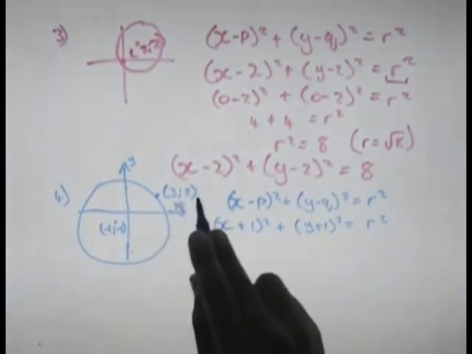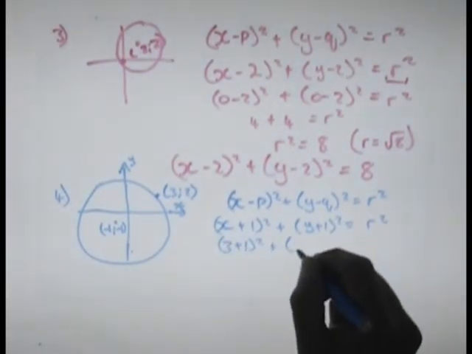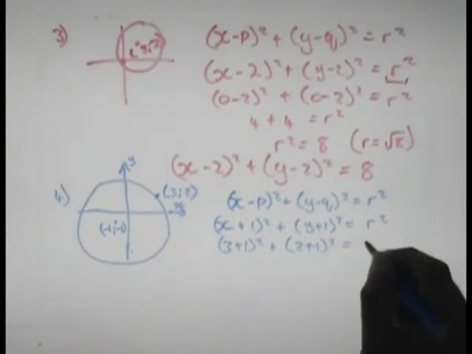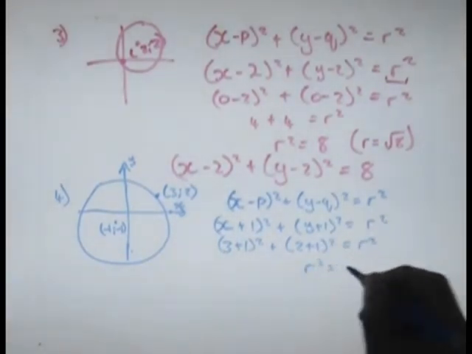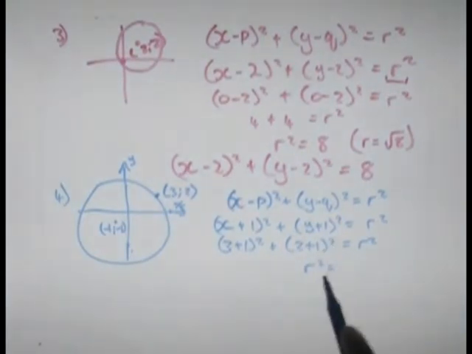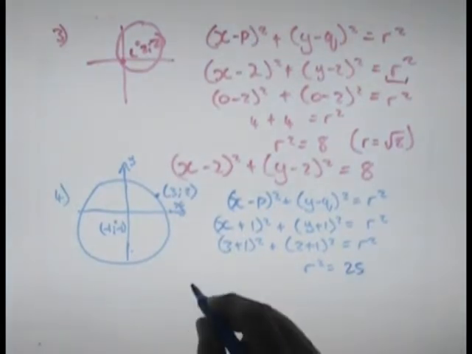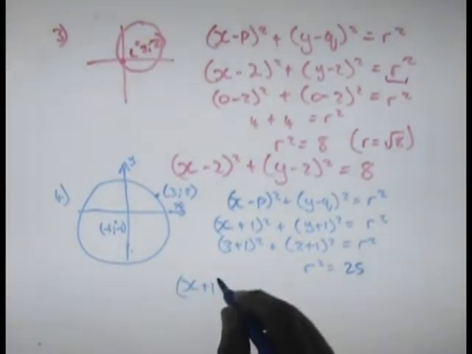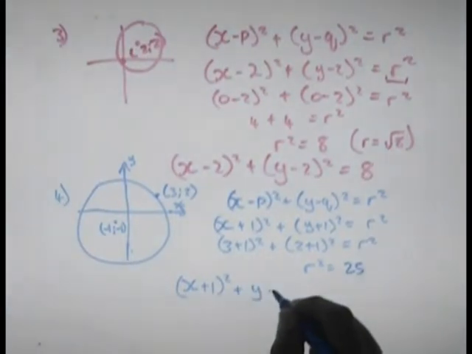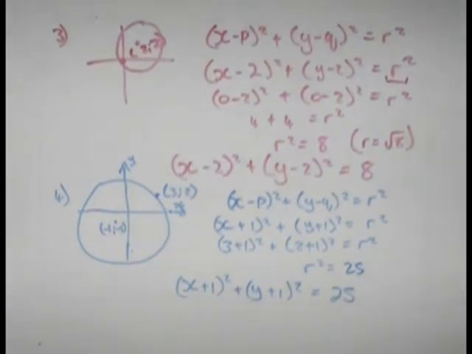To get r, we substitute that point in. That will be 3 plus 1 squared plus 2 plus 1 squared is equal to r squared. That means that r squared is equal to 3 plus 1 is 4, squared is 16, 2 plus 1 is 3, squared is 9, 16 plus 9 is equal to 25. That means that our equation now reads x plus 1 squared plus y plus 1 squared is equal to 25. Number 5.